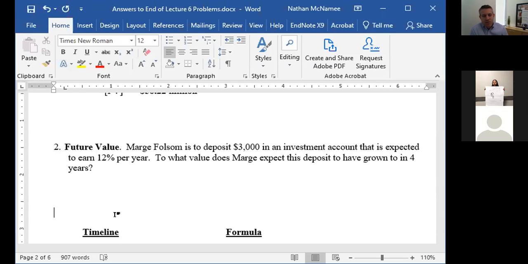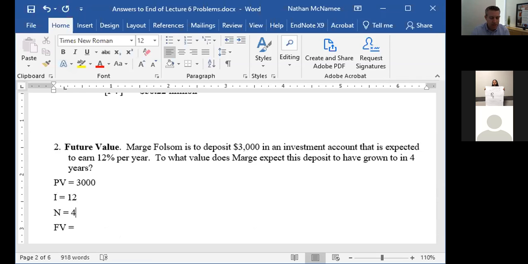So we'll do that. In this case, Marge is going to deposit $3,000. So what is that $3,000? If we're looking at our calculator buttons, we're trying to figure out future value. So what do we already know then? We already know present value. Today, it's worth $3,000. Good. So what is I? 12%. Good. N is 4. Okay, so let's go ahead and calculate this.